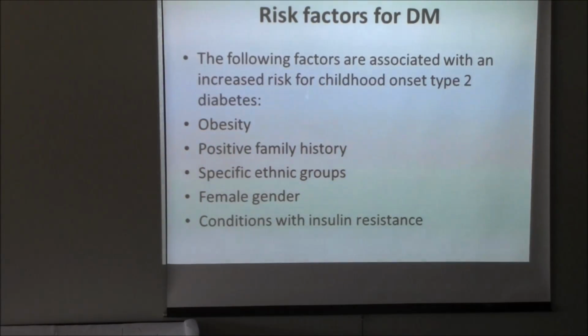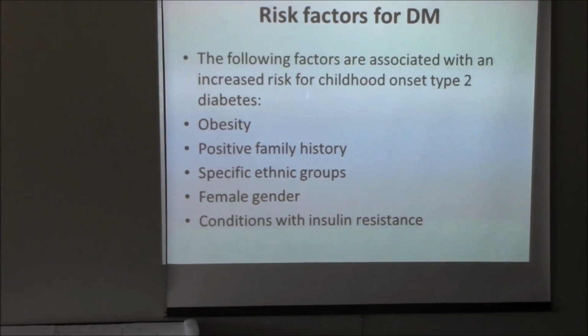The following factors are associated with increased risk for childhood onset type 2 diabetes. No surprise, the heavier that we are, the more resistant we are to insulin. Our insulin is more resistant, our cells are resistant. And so if people can lose weight, your cells become more sensitive to the insulin. And you don't have as much to maintain. You've got less body fat too.